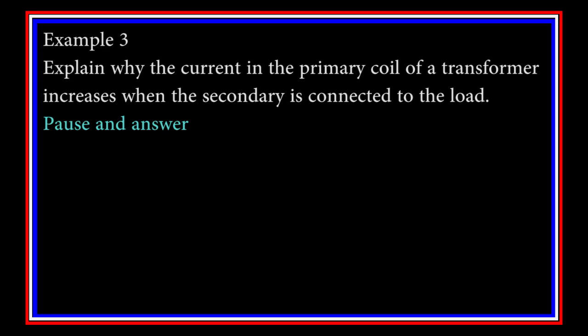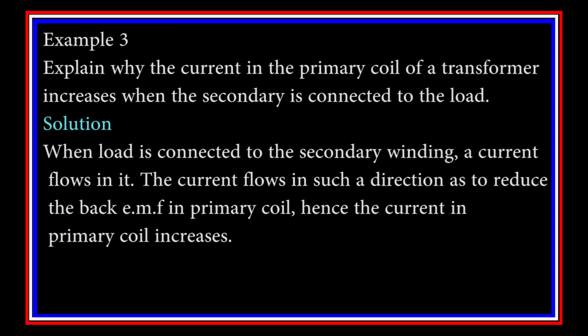Example 3. Explain why the current in the primary coil of a transformer increases when the secondary is connected to the load. When the load is connected to the secondary winding, a current flows in it. The current flows in such a direction as to reduce the back EMF in the primary coil. Hence, the current in the primary coil increases.